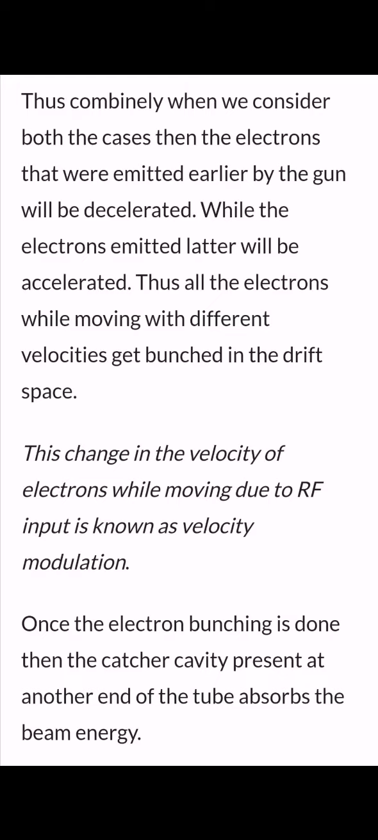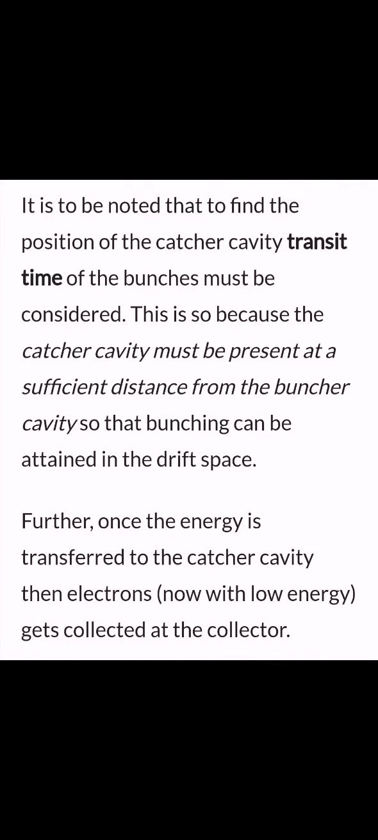Once the electron bunching is done, the catcher cavity present at the other end of the tube absorbs the beam energy. It is to be noted that to find the position of the catcher cavity, the transit time of the bunches must be considered. This is so because the catcher cavity must be present at a sufficient distance from the buncher cavity so that bunching can be attained in the drift space. Further, once the energy is transmitted to the catcher cavity, the electrons, now with low energy, get collected at the collector.